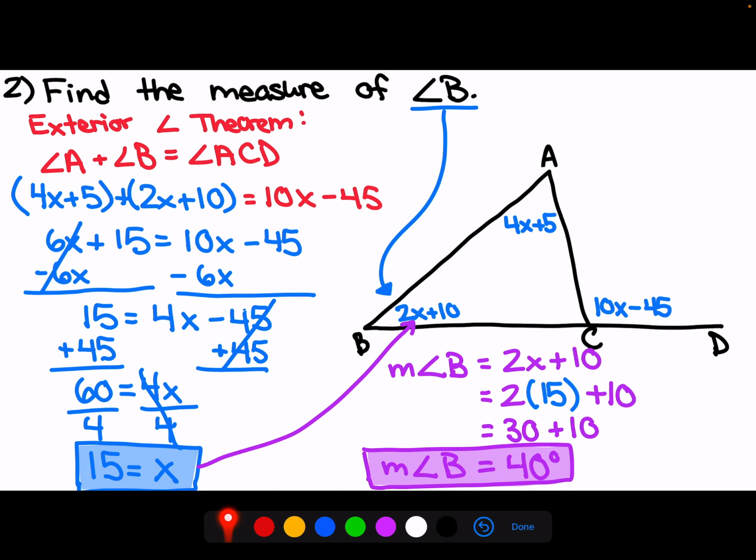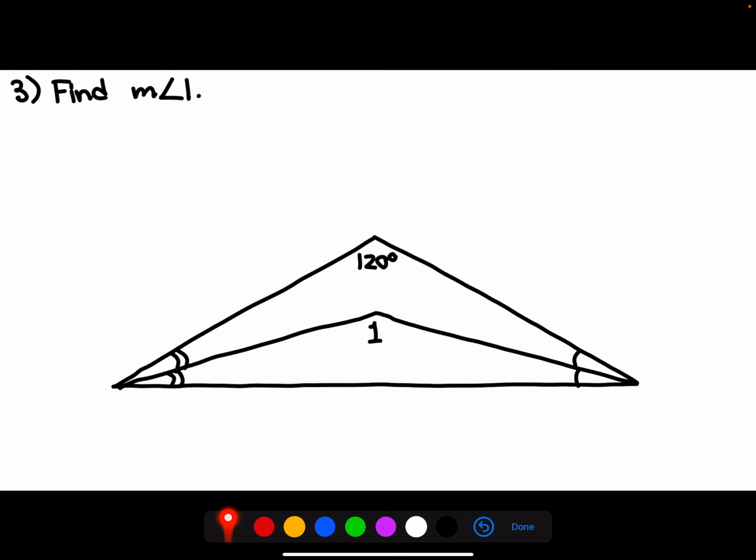All right, next up, number 3. Find the measure of angle 1. So we've dealt with this type of problem a couple times. So the first thing that we're going to do is focus in on our big triangle. Now we see that we have a couple of angle bisectors because we can see that these angles are congruent. So I can go ahead and label each of these. I'll call them X and Y.